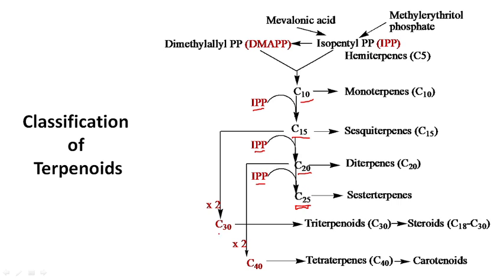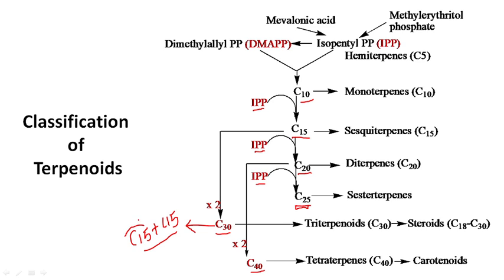But in the formation of C30 and C40 derivatives, there is not this usual attachment of IPP and formation of the corresponding terpenoids. Rather, the C30 derivative is formed by addition of 2 molecules of C15 derivatives. One molecule of C15 derivative plus another molecule of C15 derivative, then this C30 derivative, the triterpenoid, will be formed.